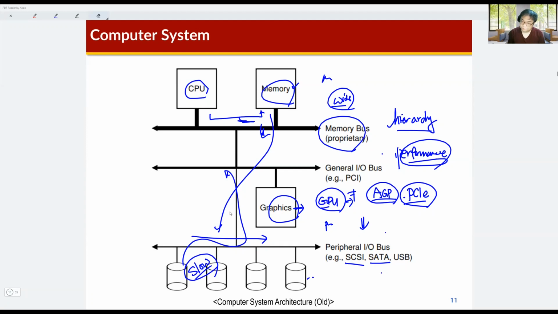Okay, that's why the old computer system has something like this topology between the CPU and I/O devices.